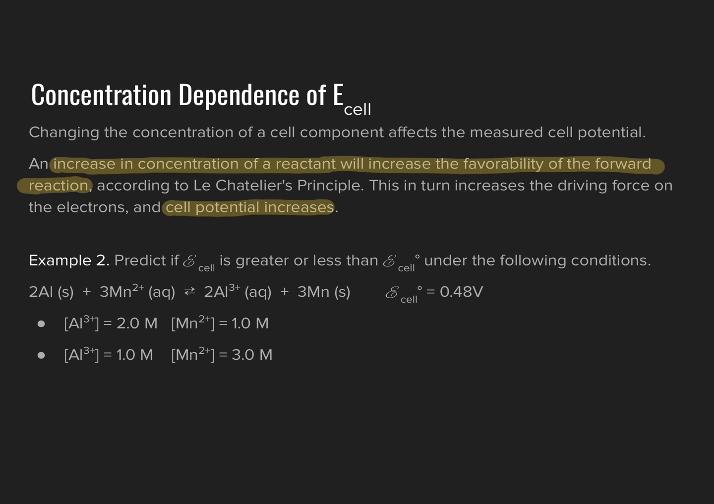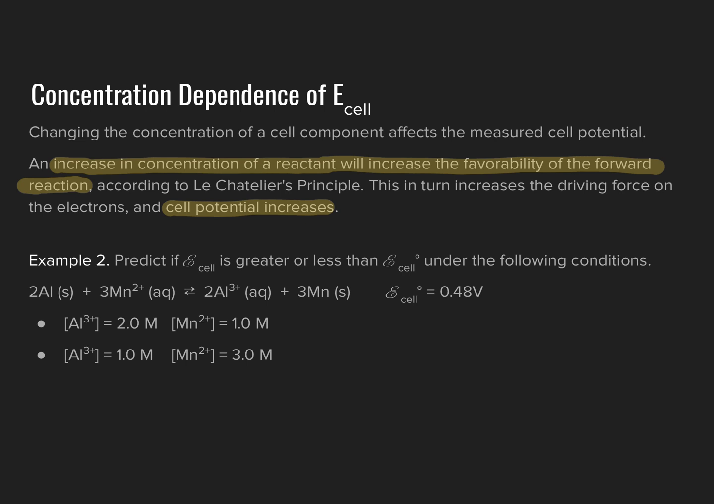In example number 2, we're going to ask you to predict if the cell potential of the described cell would be greater or less than the cell potential under standard conditions, given the set of concentrations we're providing. The cell we're going to look at is one in which we take elemental aluminum in solid state and react it with manganese 2 ions to form aluminum ions, Al3 positive, and elemental manganese, Mn solid. We're giving you a standard cell potential of 0.48 volts, implying a positive cell potential, thus a spontaneous forward process.